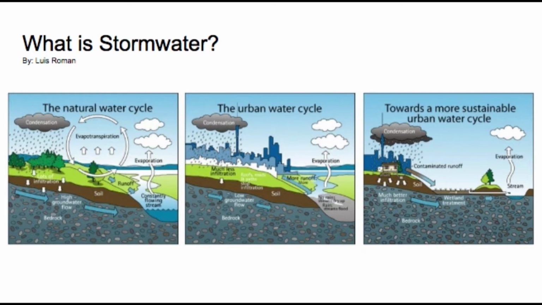Stormwater pollution is created when trash, animal waste, pesticides, motor oil and other contaminants left on the ground are washed or thrown into storm drains.